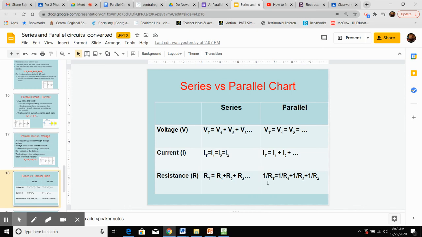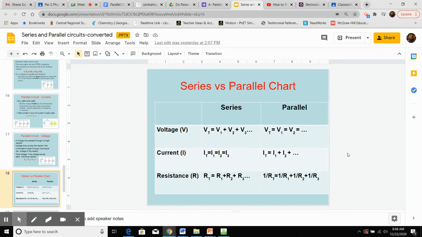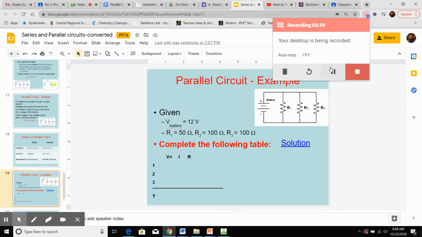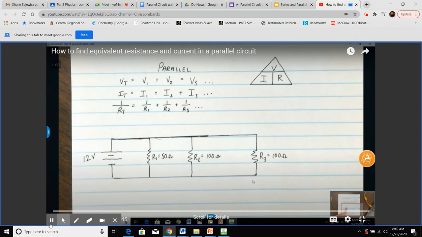So here are our equations. Now, in certain things, you may see RT, total resistance, written as equivalent resistance. The equation is the exact same. I've just been using RT before, so I'm going to use it again. So here's our first example problem, and I have the solution to this. So we're going to take a quick look at that. All right, so we're going to play this video that walks through that example problem.